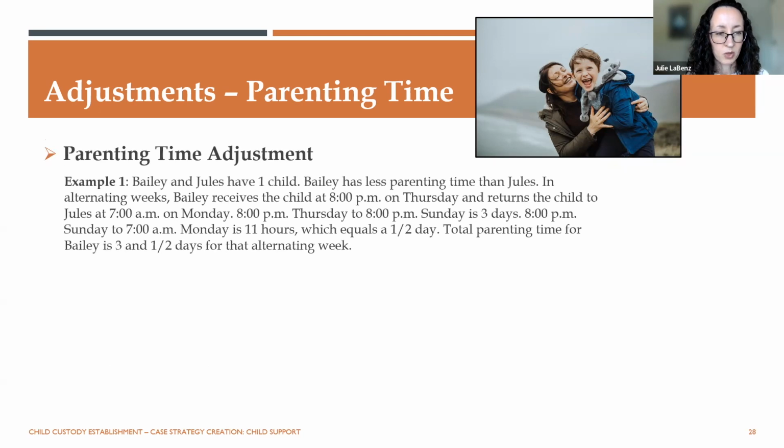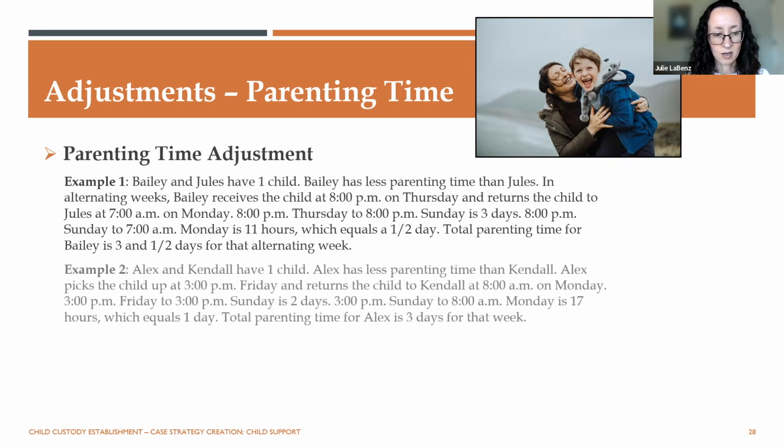So here's some examples. Bailey and Jules have 1 child. Bailey has less parenting time. In alternating weeks, Bailey receives the child at 8 p.m. on Thursday and returns the child to Jules at 7 a.m. Monday. 8 p.m. Thursday to 8 p.m. Sunday is 3 days. 8 p.m. Sunday to 8 a.m. Monday is 11 hours, which equals a half day. So total parenting time is 3.5 days for that alternating week.